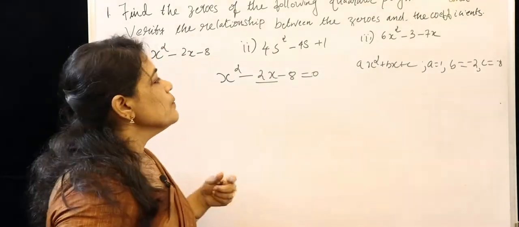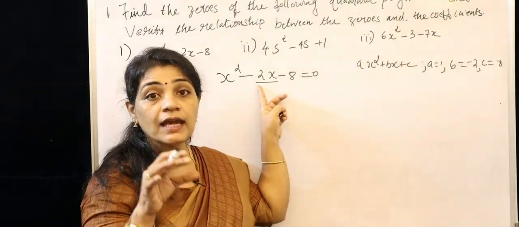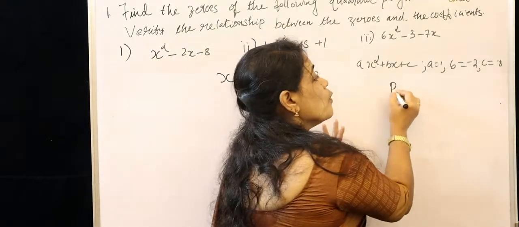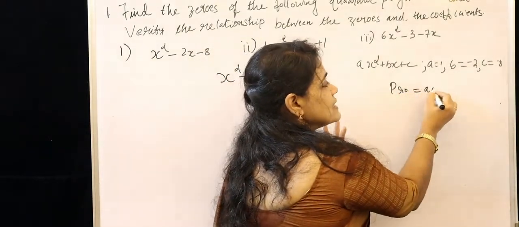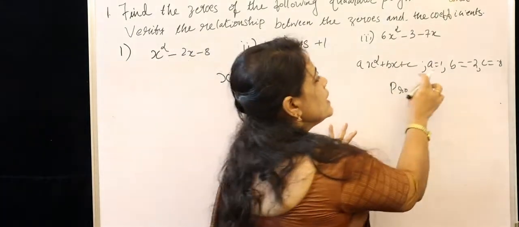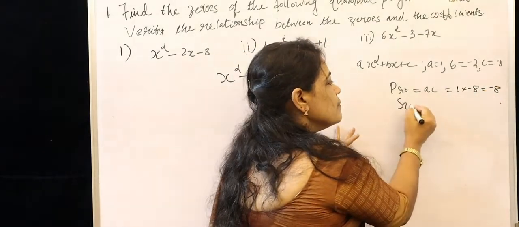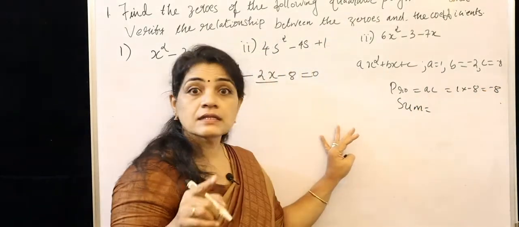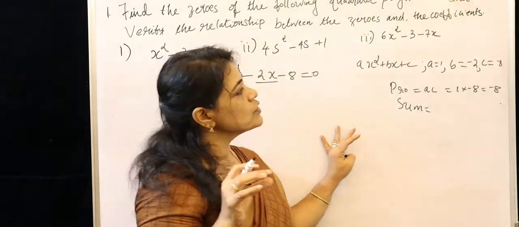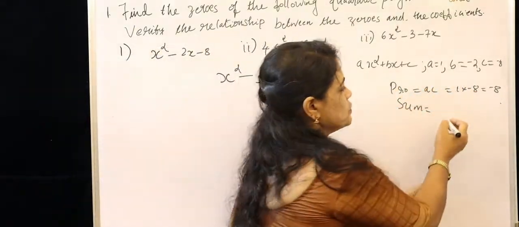So children, here the middle term minus 2x should be split. We are using this method. Get the product. What is the product ac? a means the coefficient of x square, into the constant term. Here that is 1 into minus 8, that is minus 8. And the sum, this is the method, children. The sum is equal to the coefficient of the middle term. What is the coefficient of the middle term? That is here b, minus 2.